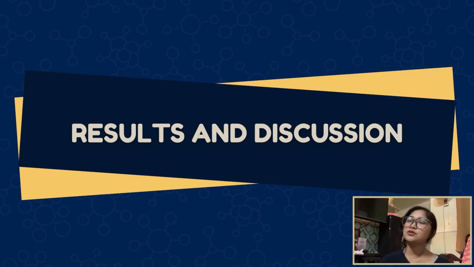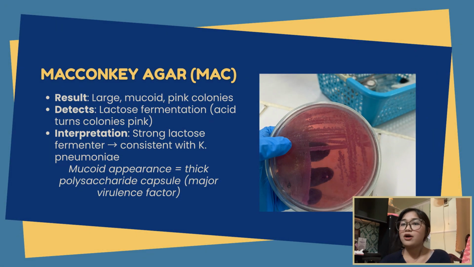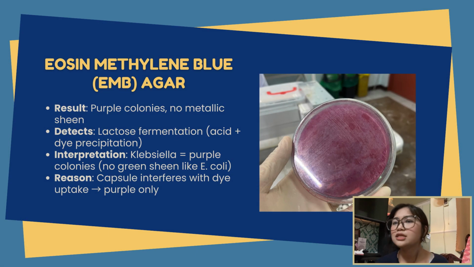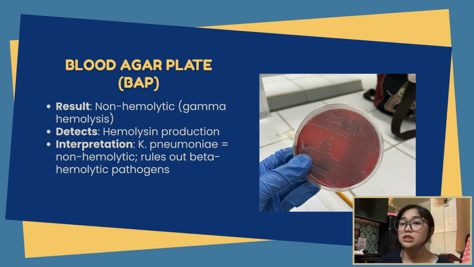Now, moving on to the results and discussion. Under the microscope, I observed gram-negative rods, indicating that the organism belongs to the enteric bacilli group, which was consistent with the characteristics of Klebsiella pneumoniae. On MacConkey agar again, I observed large pink and mucoid colonies, which confirmed lactose fermentation. On EMB agar, colonies appeared purple without a metallic sheen, which differentiates Klebsiella from E. coli. On XLD agar, colonies were pale yellow, showing sugar fermentation. On blood agar, colonies were non-hemolytic, meaning the organism does not produce hemolysins.